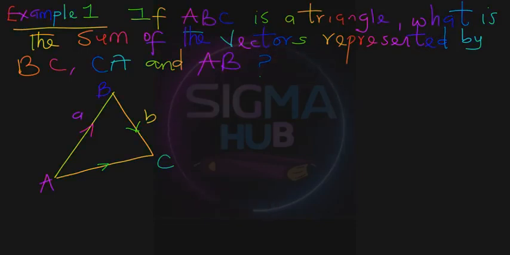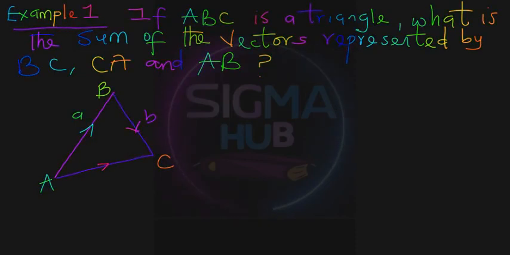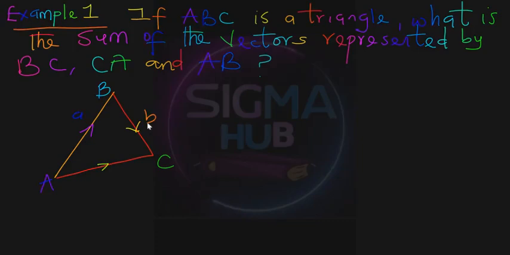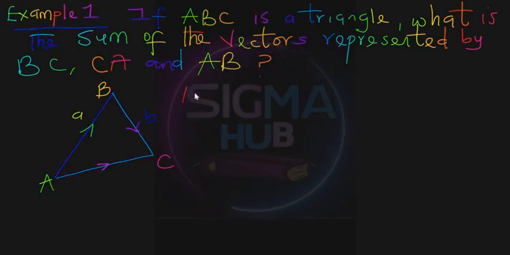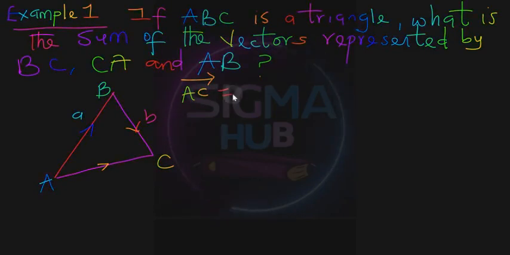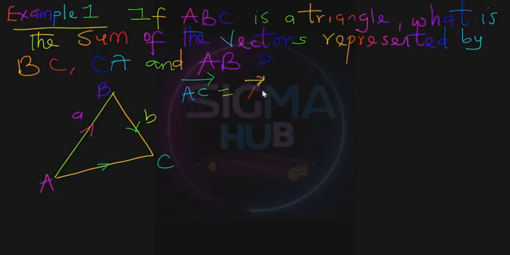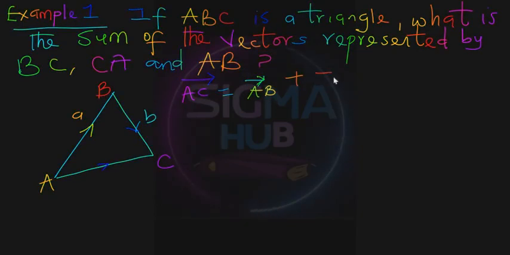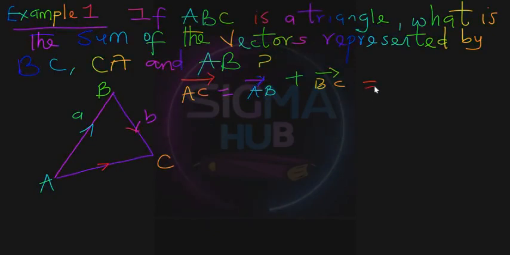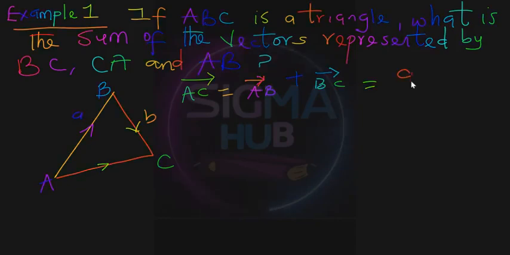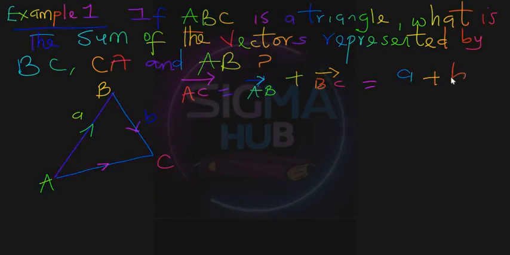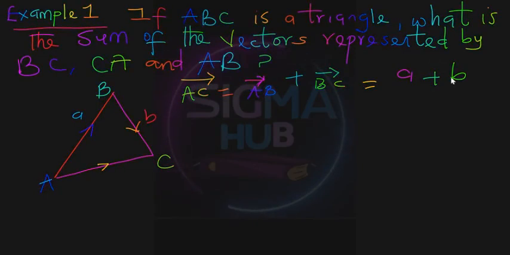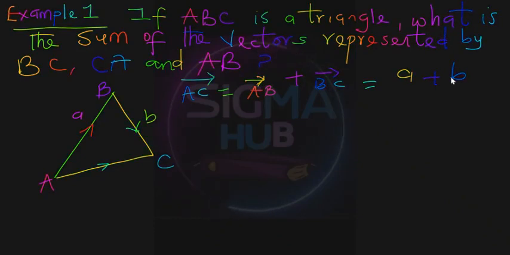From our knowledge of vector addition, if I want to move from A to C, it is the same thing as moving from A to B, then from B to C. So AC is the same thing as moving from A to B, then from B to C. AB is a, then BC is b, that's a plus b. We've already established that in our previous class.